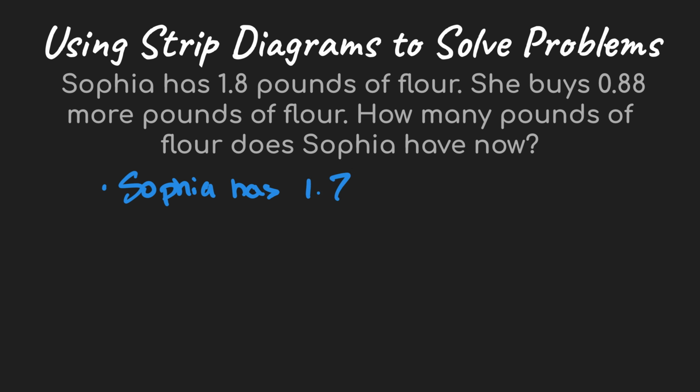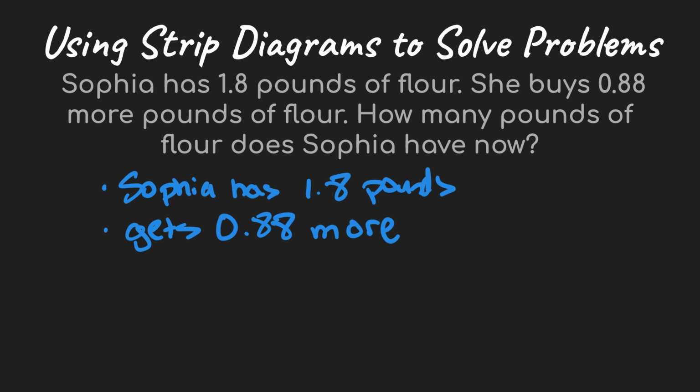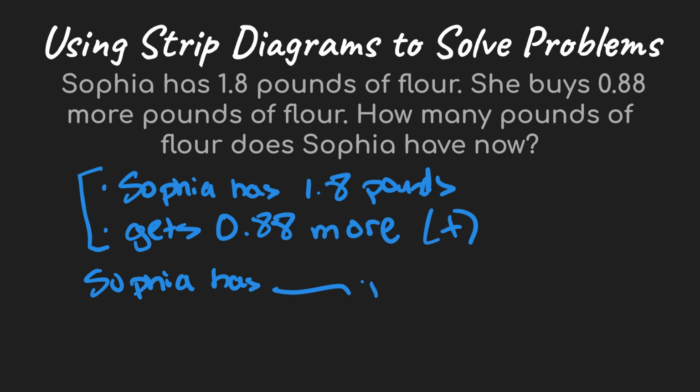has 1.8 pounds. She gets 0.88 more. So when I see that, you don't have to put this, but I think it's going to be addition. So that's our important information. How many pounds does she have now? I would say Sophia has blank pounds now.